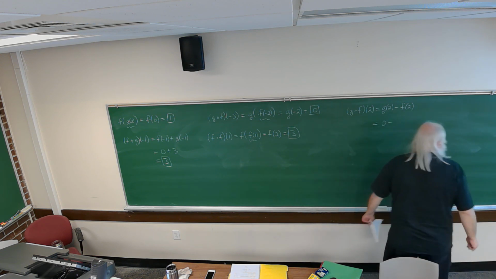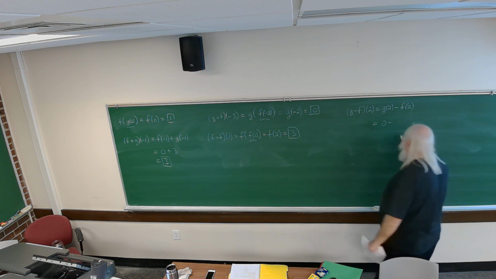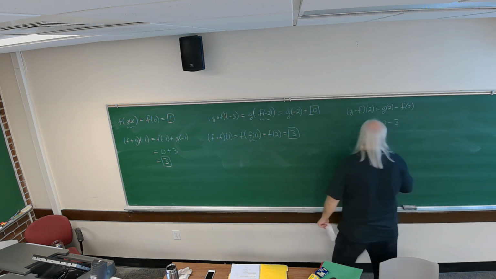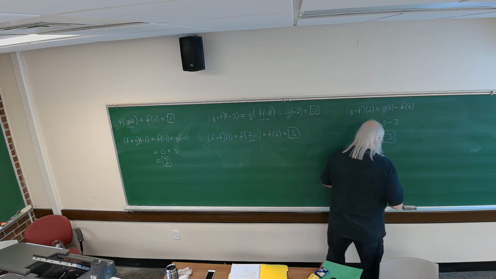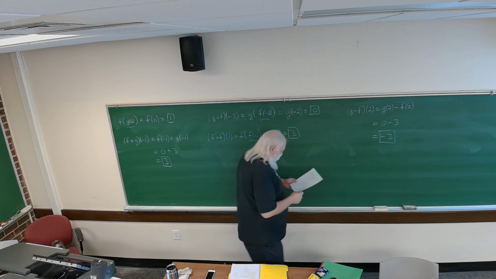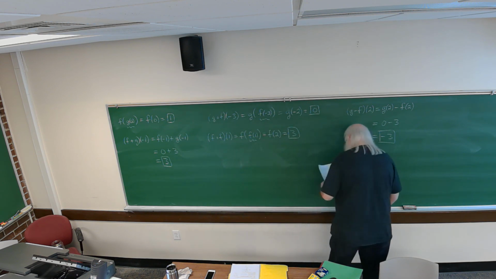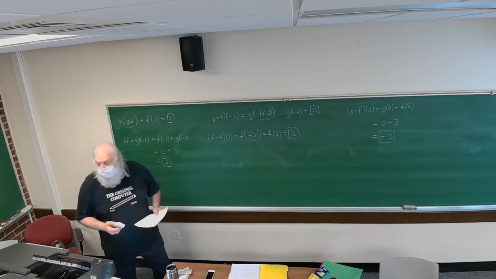You've got to subtract f of 2. On the graph of f of x at x equals 2, the point on the graph is right here. It has a y-coordinate of 3. So f of 2 is equal to 3, and 0 minus 3 is negative 3. Okay. Any questions on that so far?